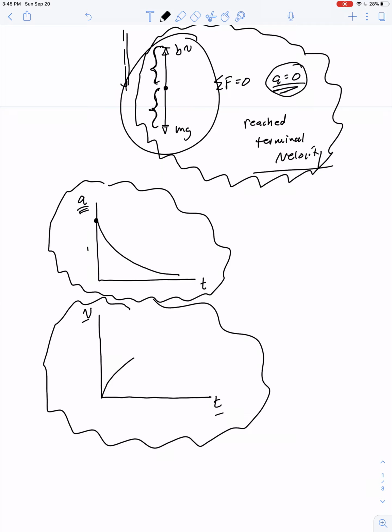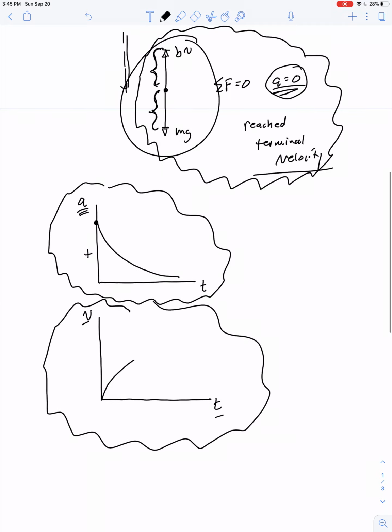It's always a positive slope. It just becomes less and less slope. And eventually, at some point, the slope is going to equal 0. If that's the case, then just as the acceleration asymptotically approaches a 0 value, the velocity asymptotically approaches a maximum value. And that maximum value is vt, the terminal velocity.